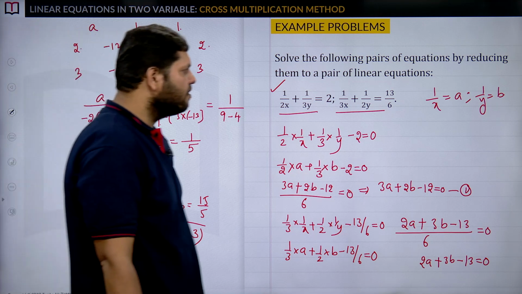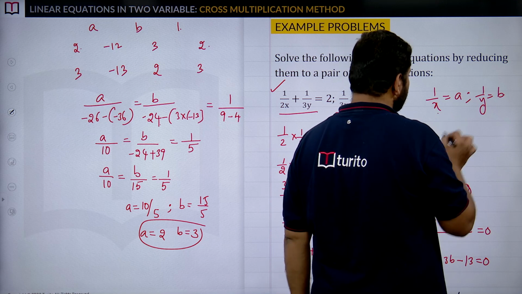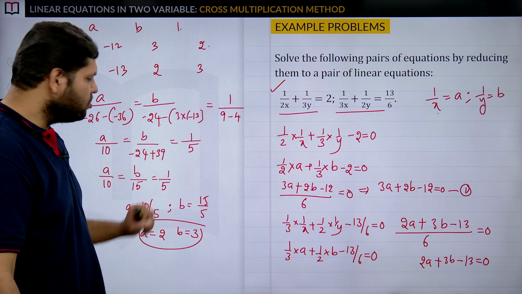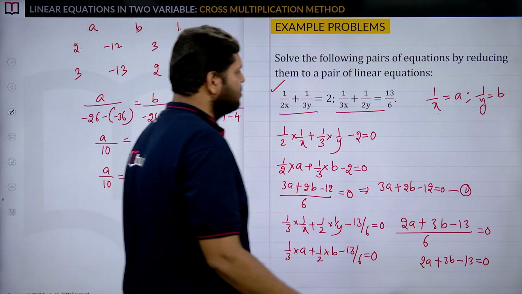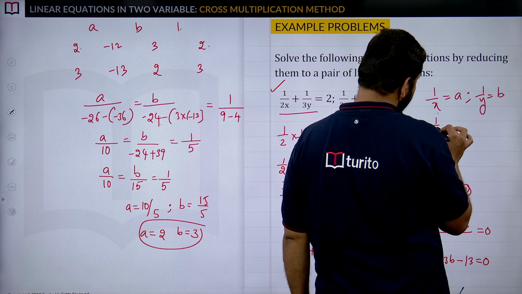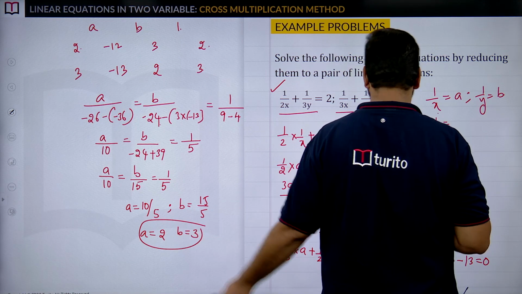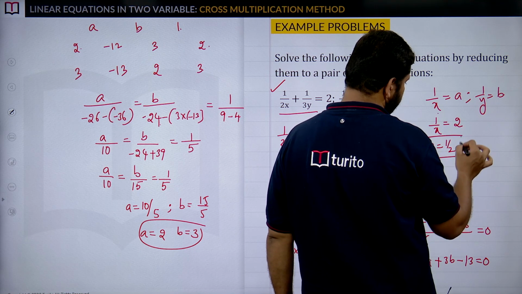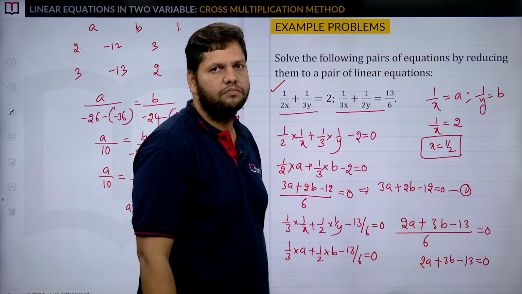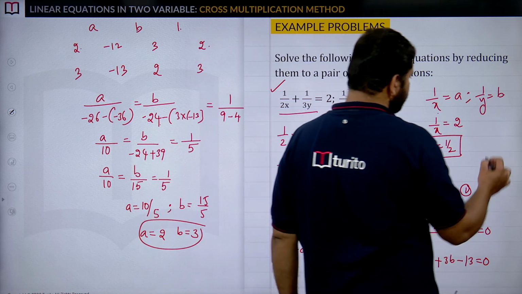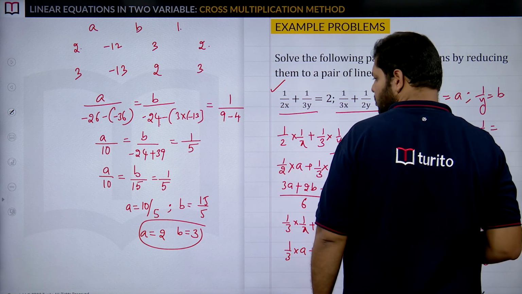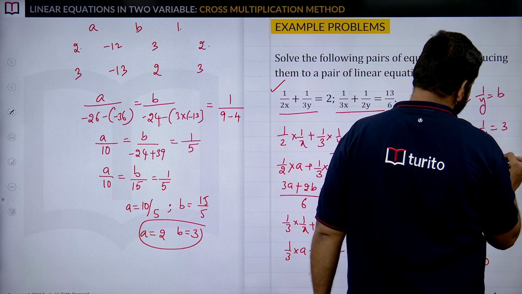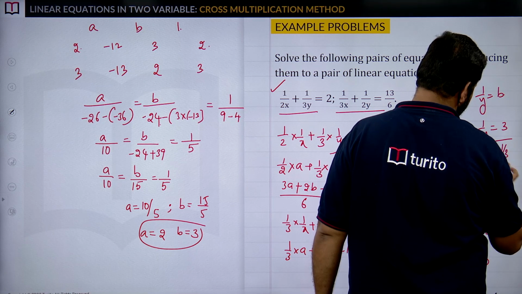But children, I want to find the X value. So substitute here A value, children. A is equal to how much? 2 is the answer. And B is equal to how much? 3 is the answer. So substitute here. So we can write 1 by X is equal to, A value how much, children? It is 2. Then X is equal to 1 by 2 is the answer. Okay. And 1 by Y is equal to what, children? B value. Just look at the answer and tell me. So that is 3. So Y is equal to what? It is 1 by 3.